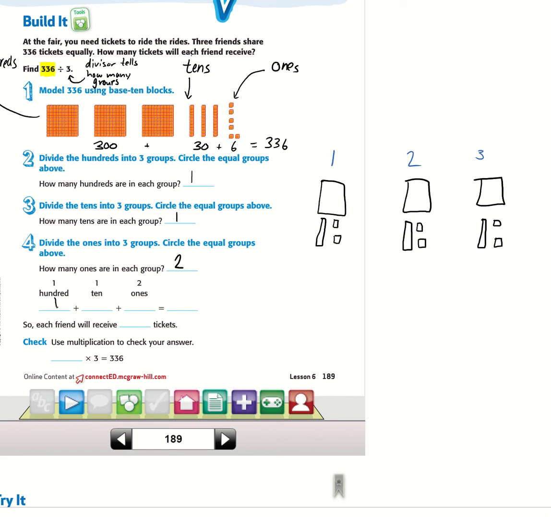So I have 1 hundred, 1 ten, and 2 ones. So I get the final answer of 112. So each friend will receive 112 tickets. Use multiplication to check your answer. 112 times 3 should equal 336. I'm going to do this in standard form, 6, 3, 3. Because 3 times 2 is 6, 3 times 1 is 3, 3 times 1 is 3.